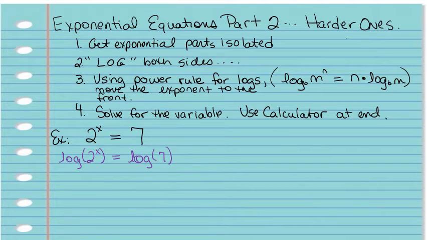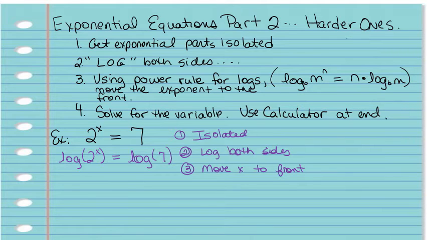And using that property, I'm going to move the x to the front. So let me write down what I've done. So isolated already. And so step 2, we log both sides. And then step 3, I'm going to move the x to the front. And I'm going to have x log of 2 equal log of 7.